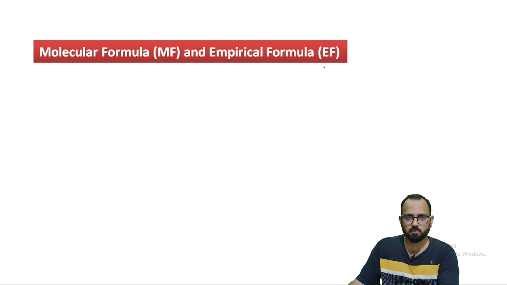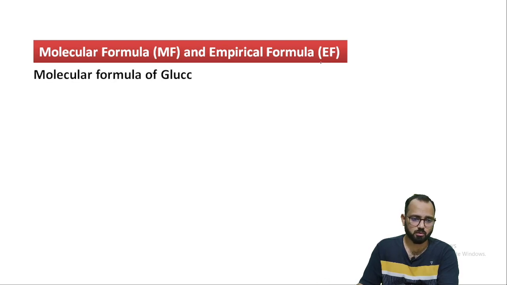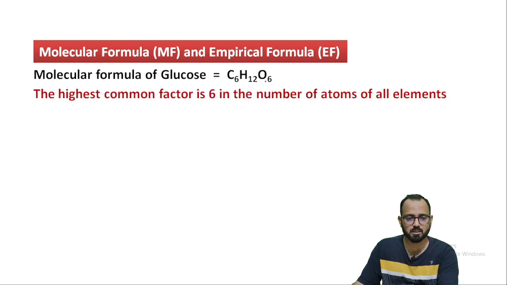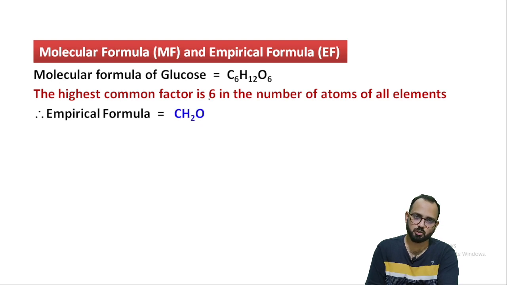Molecular formula and empirical formula: the relationship we have to find out. The molecular formula of glucose, as we have discussed, is C6H12O6. The highest common factor is 6. So the empirical formula is CH2O.